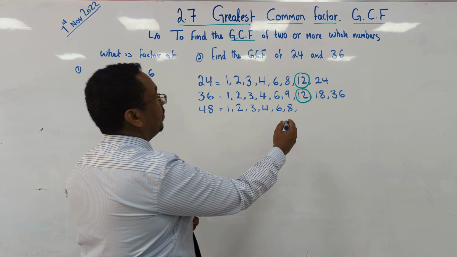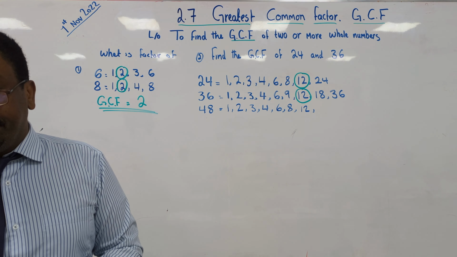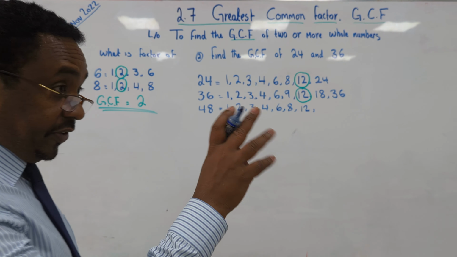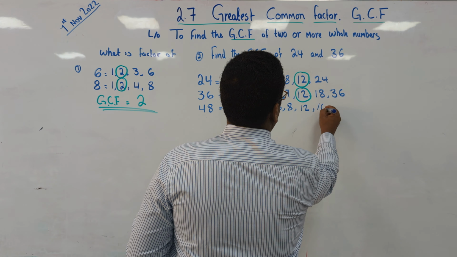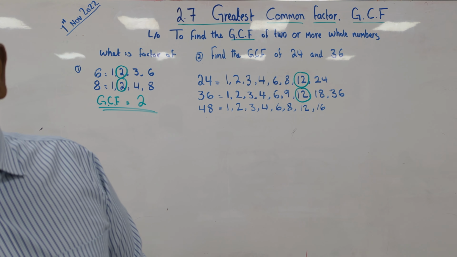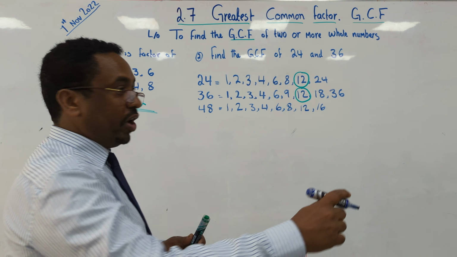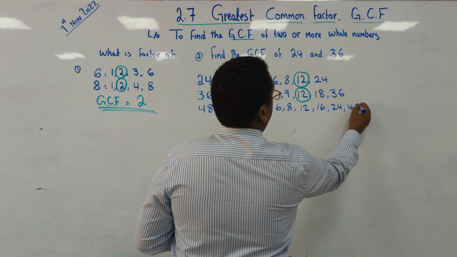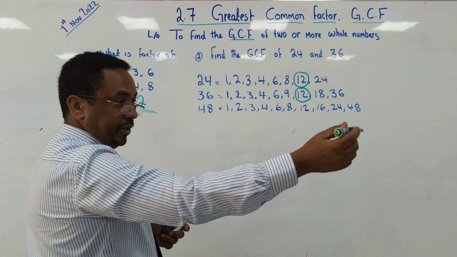And next to 8, 12. And then what is next to 12? 16. Yes, 16 times 3. Okay, next one. 24 is correct. And then finally, 48. So again, what is the greatest common factor of the 3 numbers? 12.